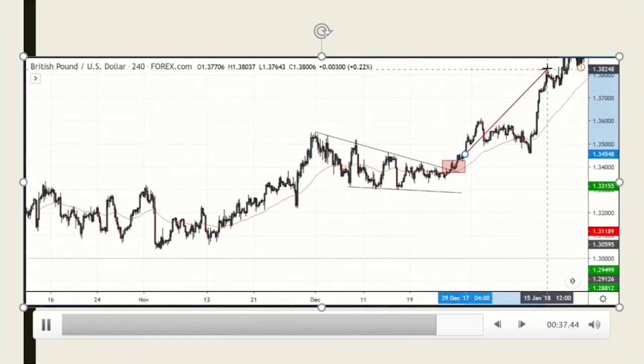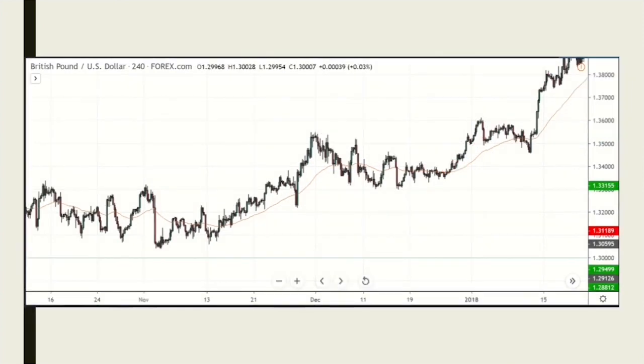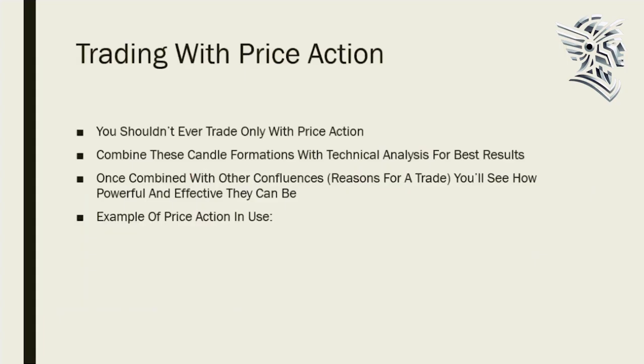So that's how you trade the wedge candle formation. And yeah, just to conclude, trading with price action should always be accompanied by technical analysis.